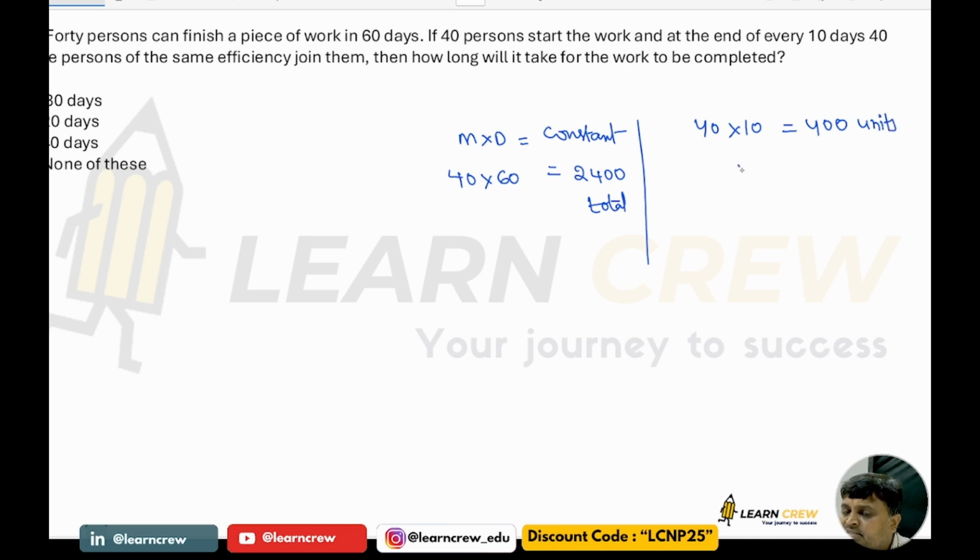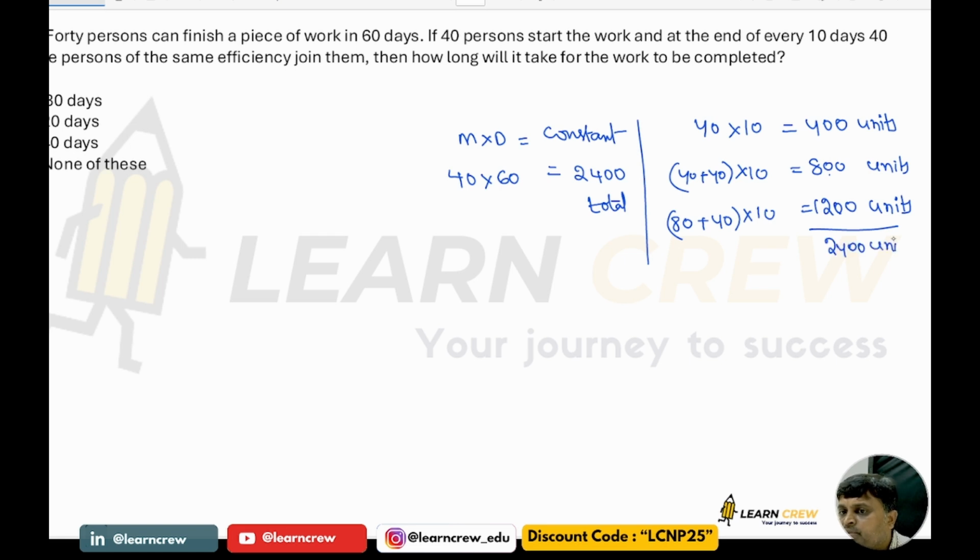So in the first 10 days, 400 units is done. After the first 10 days, in the next 10 days, you have 40 plus 40, which is 80. 80 into 10, which is 800 units, is completed. After 20 days, 10 more days. 80 plus 40, 120. 120 into 10, how much? 1200 units is completed. So 1200 plus 800, 2000 plus 400, which is 2400 units is completed.